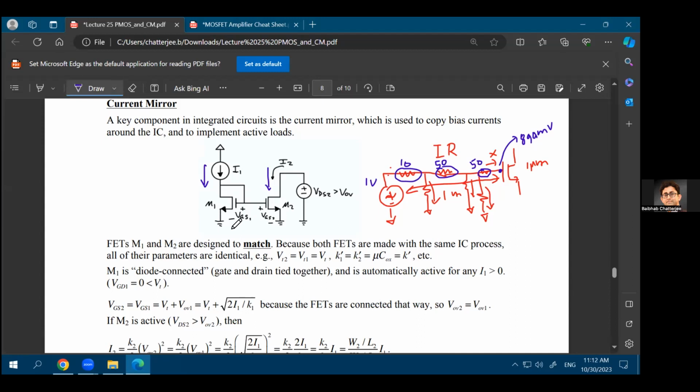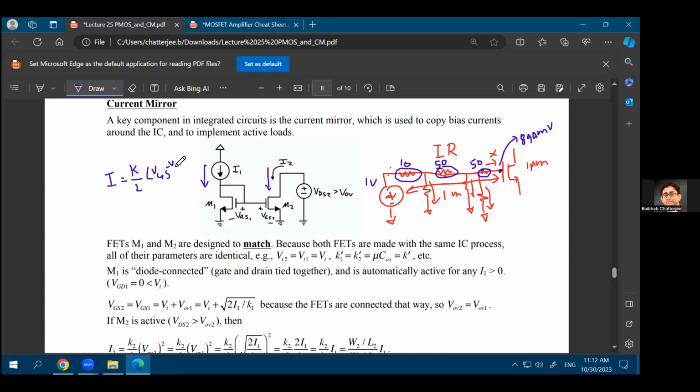Whether you are applying a voltage at the gate or you are applying a current at the drain, the equation still remains the same. It does not change. The equation is your current is equal to K over 2 times (VGS minus VT) whole square.